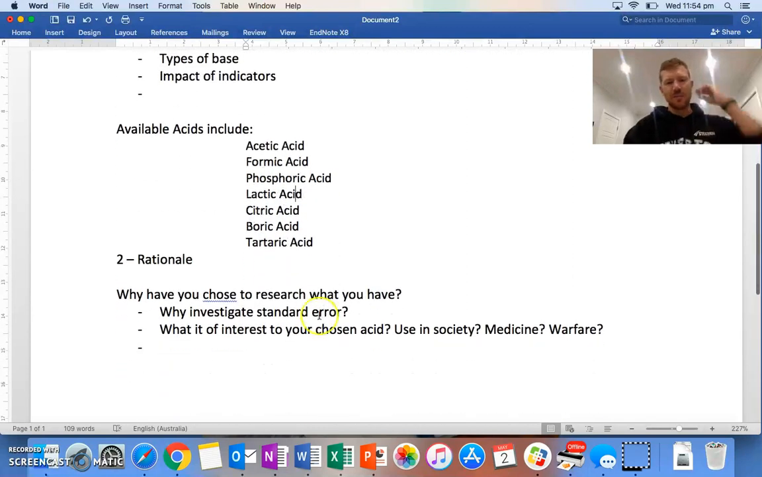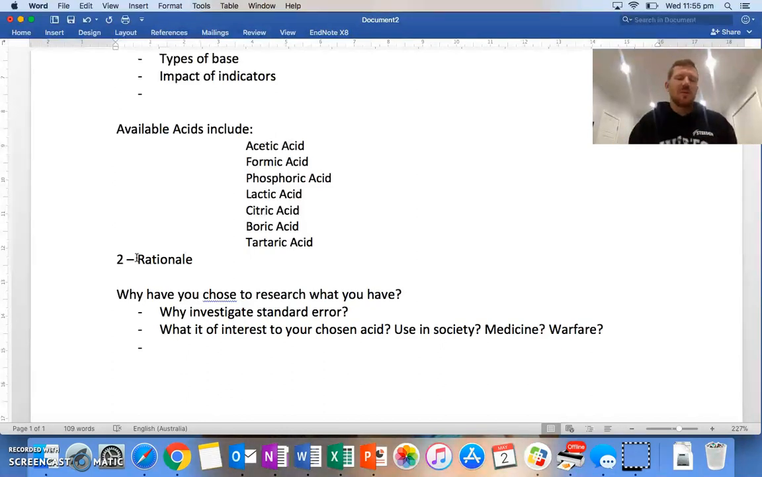All right. From there, you need to come up with obviously the rationale, which I've pretty much covered anyway. Why have you chosen to research what you have? Okay, so why investigate standard error? What is the point of it? Okay, it's because you need to know, well, what's the standard error? When you do a titration, what can you expect to be the error either side? 5%, 10%. Okay. What is of interest on your chosen acid? Is it its use in society, use in medicine, use in warfare? Whatever it is, or whatever you choose to do, you need to be able to explain why you're doing it, and that's where your research comes in.